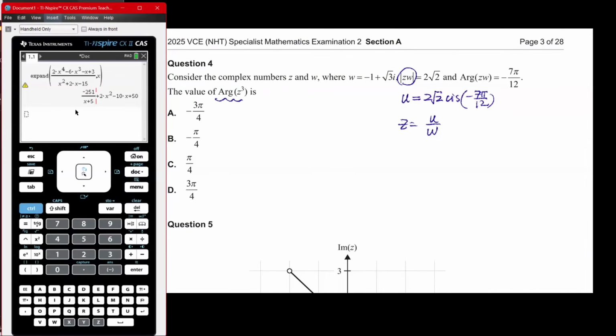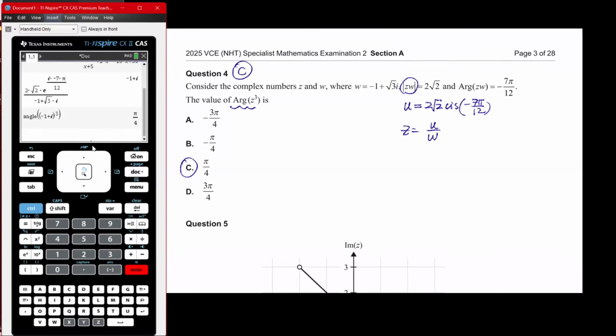So what I'm going to do is, with my CAS calculator, I'll first calculate u divided by w. That is 2 square root of 2 exponential i times minus 7 pi over 12, divided by minus 1 plus square root 3i. So you get the expression for complex number z. And then I just go for the angle of that number to the power 3, which is pi over 4. Of course, I can do this question by hand, but because this is an exam 2 multi-choice question, I just do it by CAS.